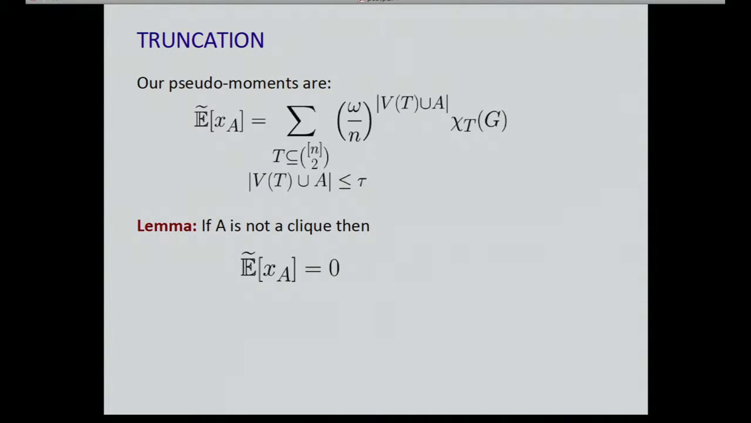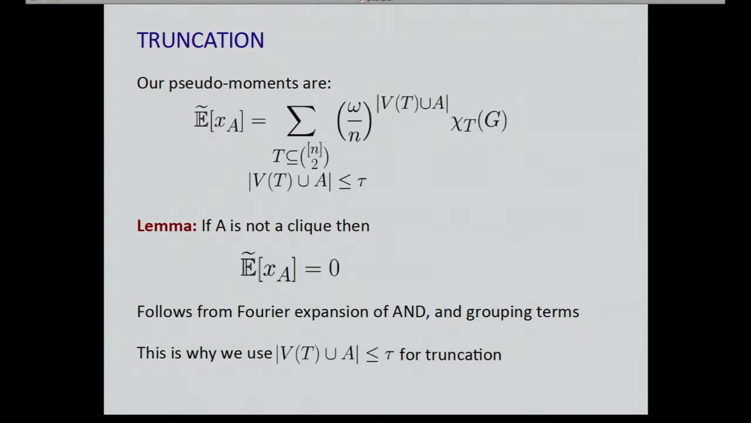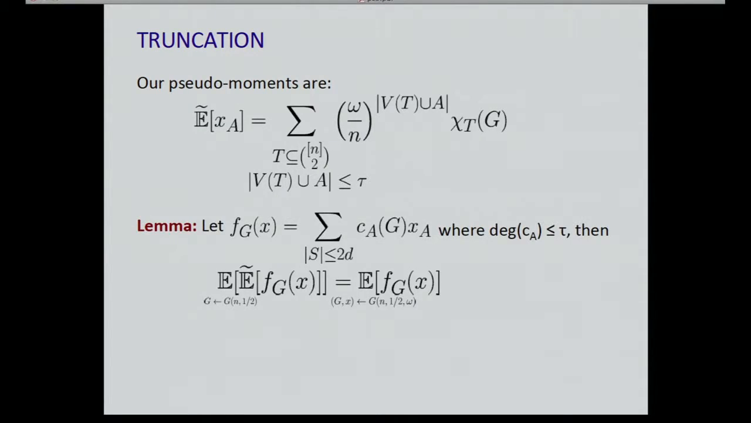One thing which was really the meat of the constraints is that if A is not a clique in the graph, then we want the pseudo-expectation of x_A to be 0. That's a hugely important constraint in planted clique because we're looking for a clique. You don't see that occurring anywhere in this definition, but it turns out this constraint follows from just the Fourier expansion and grouping together different terms. It's actually the reason why we chose this strange way of truncating, instead of just looking at the number of vertices of T: we union it with A. And the other thing one can prove is that it is actually pseudo-calibrated.